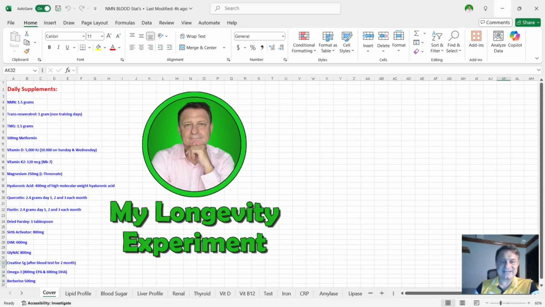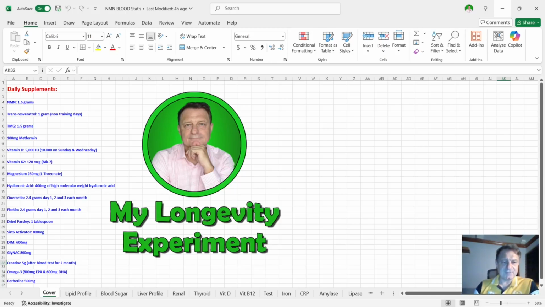Sirtuin activator, 800 milligrams per day. DIM, 600 milligrams per day, and that's now split into two 300 milligram doses, one in the morning when I get up and one before I go to bed, sometime between 8:30 and 9 o'clock. Then we've got glycine, Glynac, so that's glycine and NAC, 800 milligrams of that.